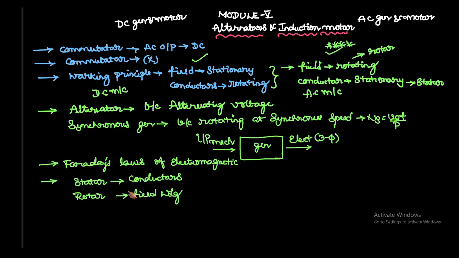Whenever the rotor has the field winding, it is excited by a DC source so that the field will be generated, and it is rotated by some external source. That external source gives the mechanical input, for example a turbine, so that you get electrical energy. These are the basic differences between the AC generator and DC generator, DC motor and AC motor.